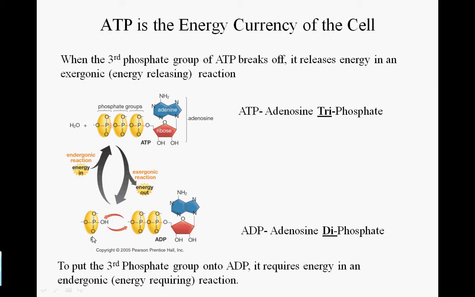Well, it requires energy to put a third phosphate group on an ADP so that it can become ATP again, and that would be an endergonic reaction. Applying that third phosphate group to ADP to make it ATP would be an endergonic reaction.